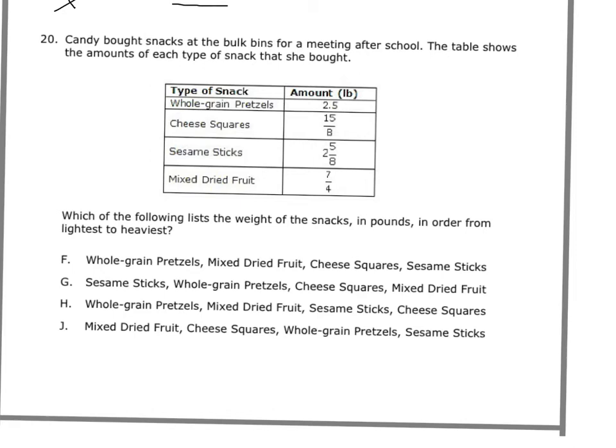Candy bought snacks at the bulk bins for a meeting after school. The table shows the amounts of each type of snack that she bought. So you guys need to understand Candy is the girl's name. Which of the following lists the weight of the snacks in pounds in order from lightest to heaviest? So is that least to greatest or greatest to least? It's going to be least to greatest. So we're looking for the smallest.